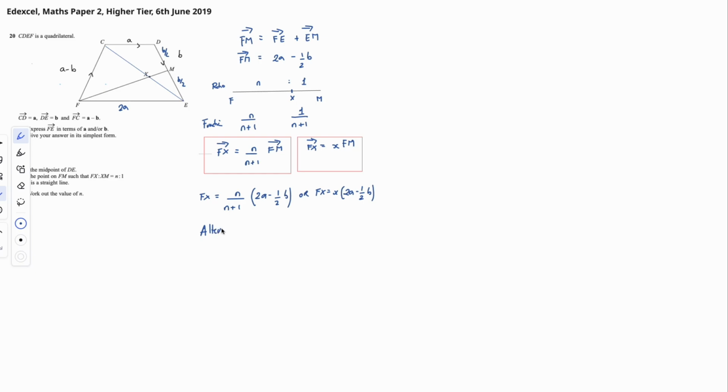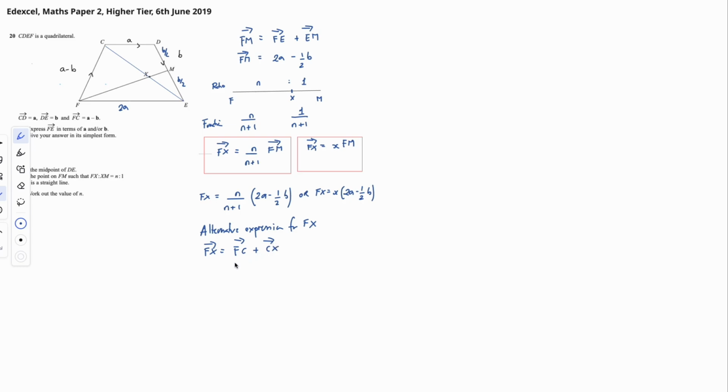an alternative expression for FX. Remember, we're doing it on FX because we're wanting to look for the value n along this line. So if we say FX is equal to, let's see, we go from F to E, or we could go F to C and C to X. Let's do F to C, because we've got a value there, F to C plus C to X.